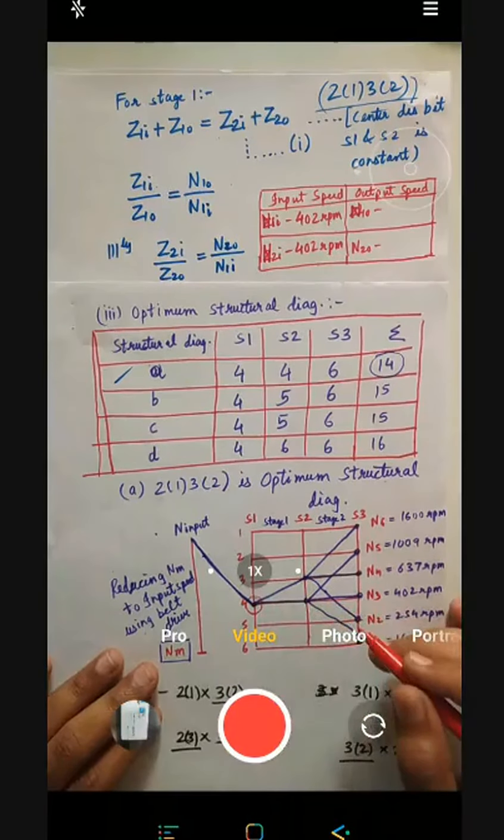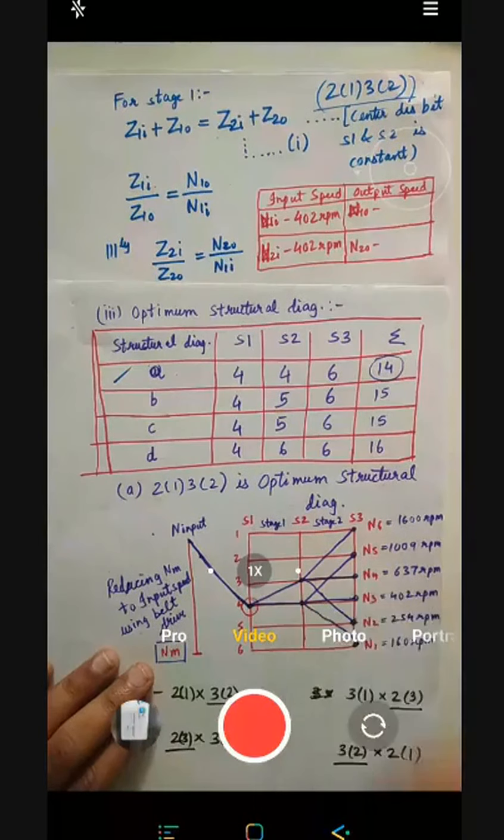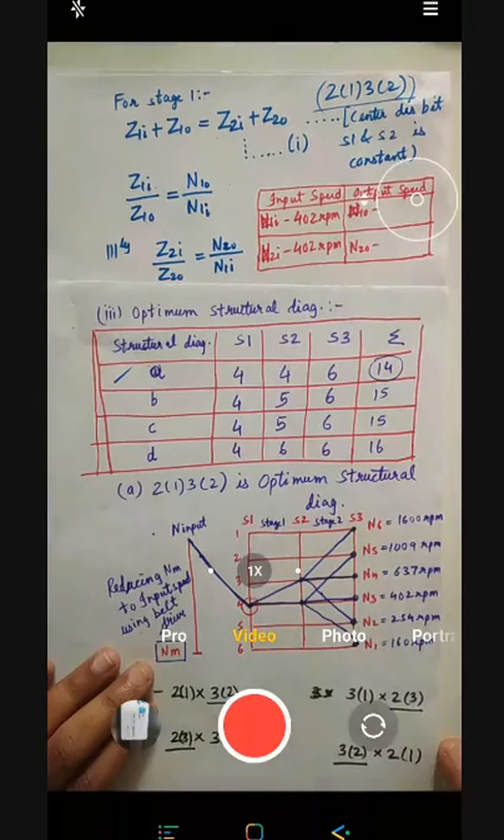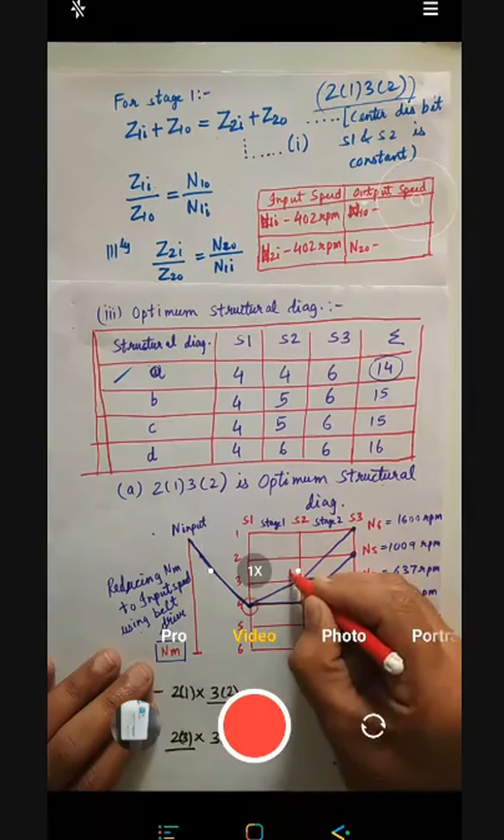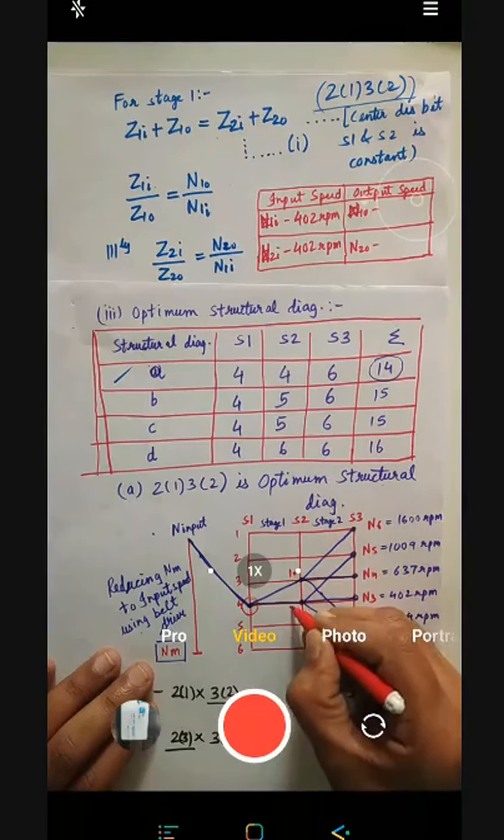Then you have to see there are two outputs, right? एक आउटपुट यहाँ है, एक आउटपुट यहाँ है. किसी एक को 1 असयूम कर लो, किसी एक को 2 असयूम कर लो. Let this be 1 output, this be 2 output.